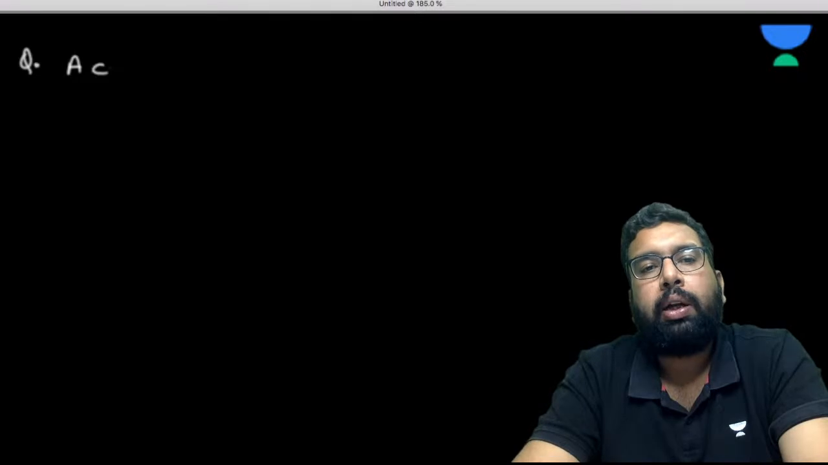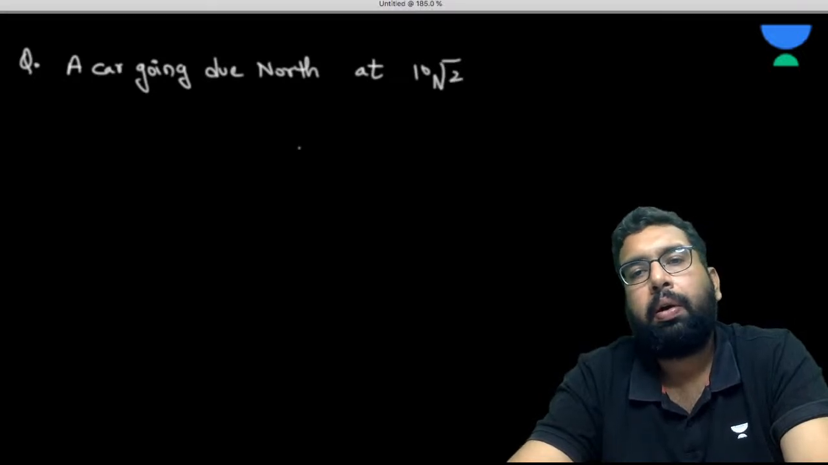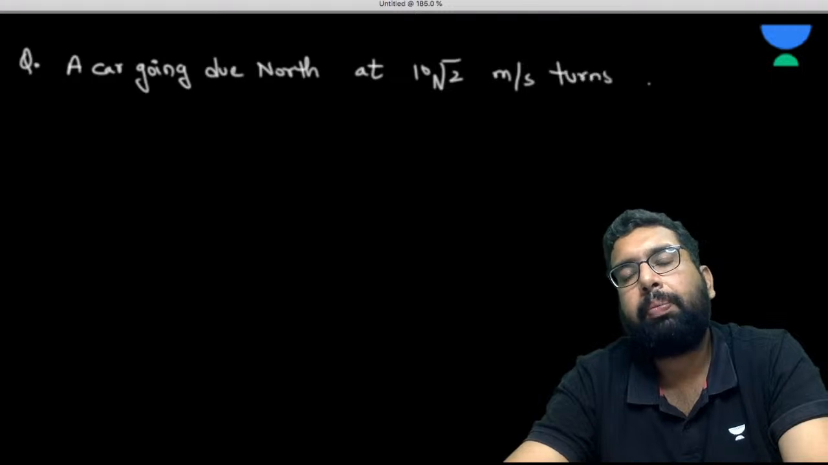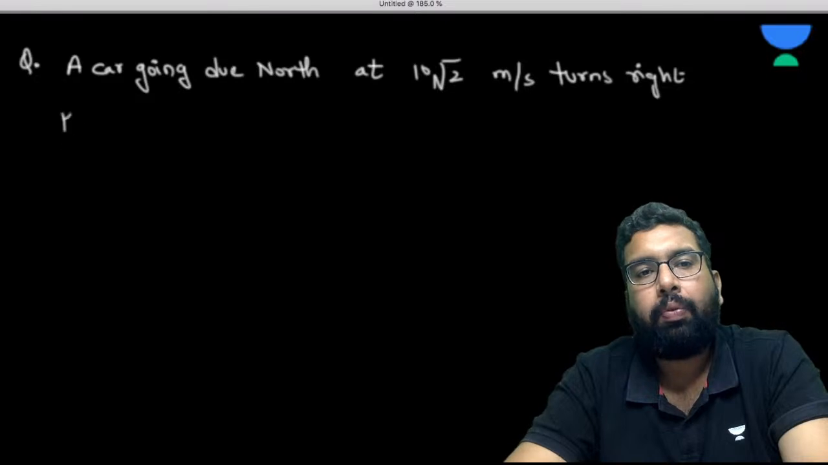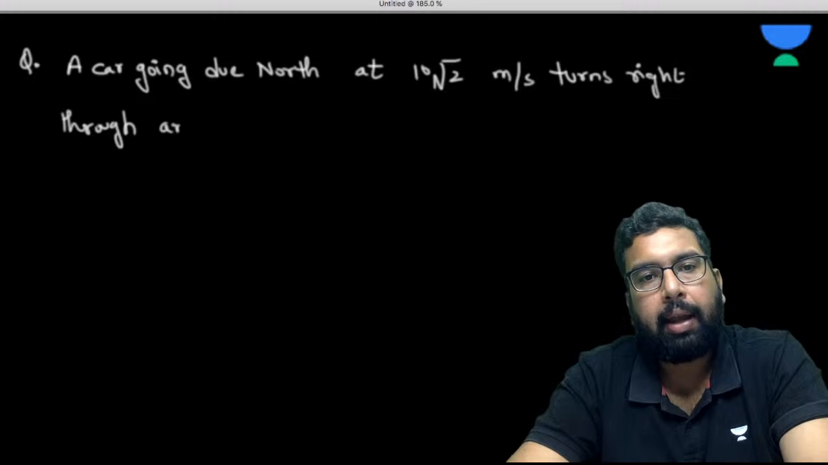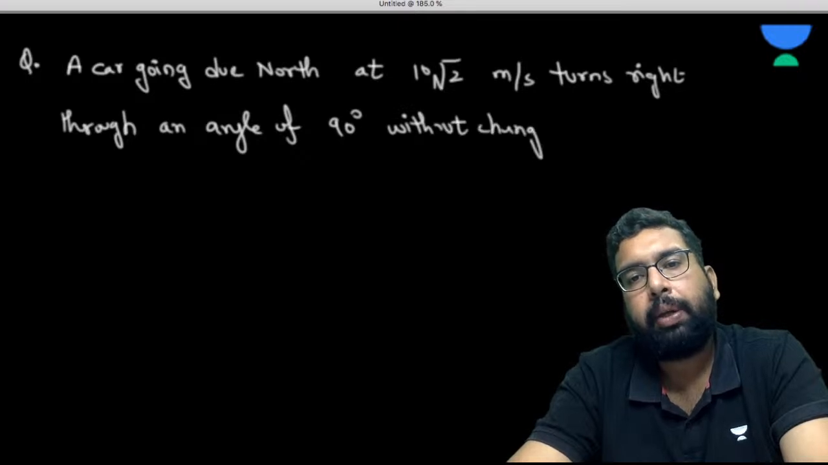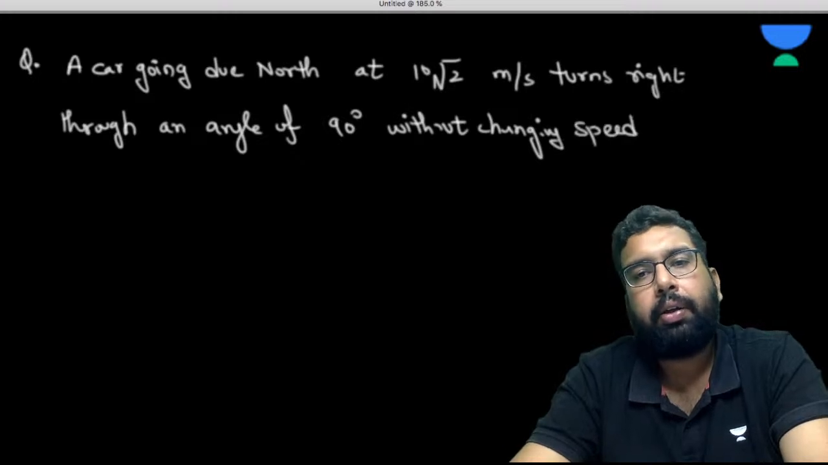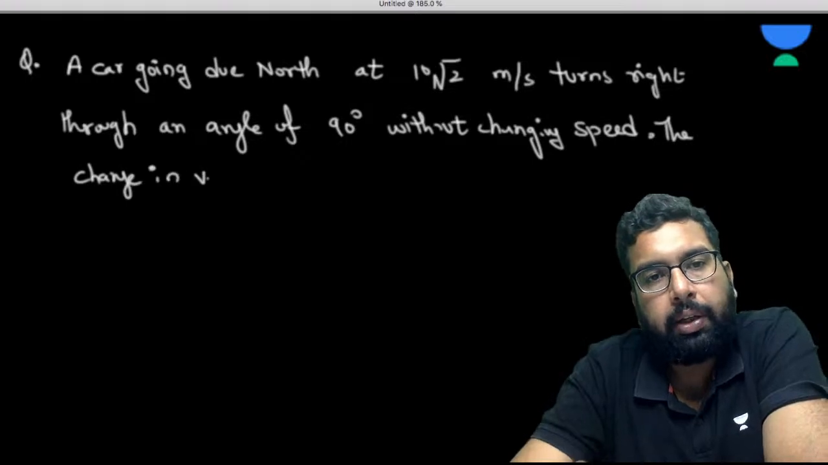So a car going due north at 10 root 2 meter per second turns right through an angle of 90 degree without changing the speed. The change in velocity of the car is?